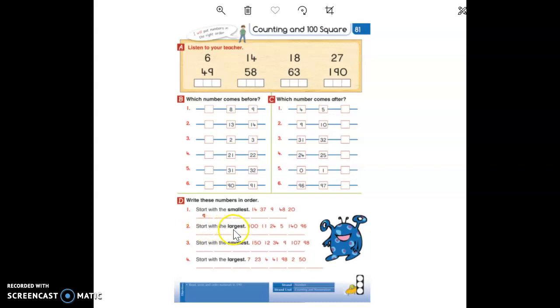Number 2, start with the largest this time, so the biggest number. So we have 100, 11, 24, 5, 140 and 96. So you have to work out the biggest number and start filling it here, the next biggest number here, and so on. Question 3, start with the smallest again, same as question 1. And the last one, question 4, start with the largest, so the same as question 2.